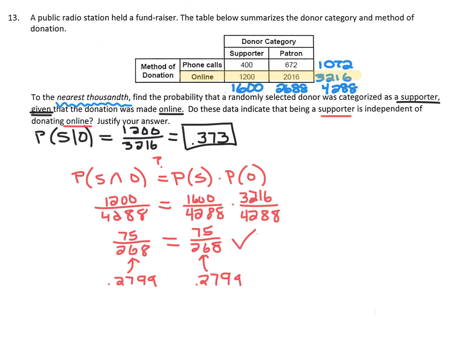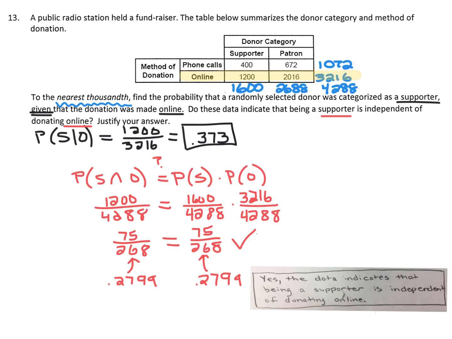All right, so these are equal. So if they are equal, what it means is yes, they are independent of each other. So let's just write that out. Yes, and I'm literally just restating this question: the data indicates that being a supporter is independent of donating online.